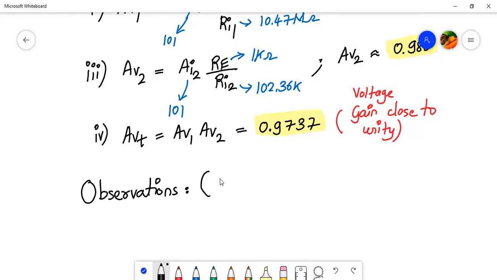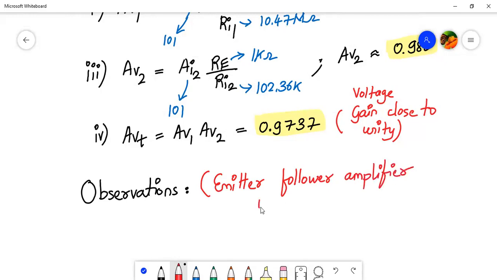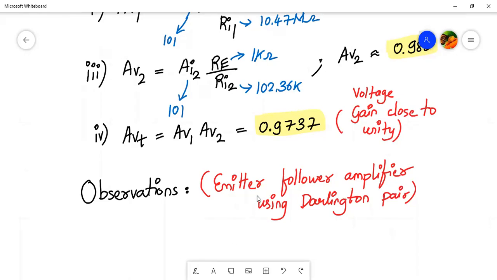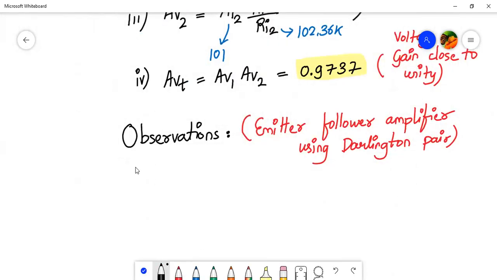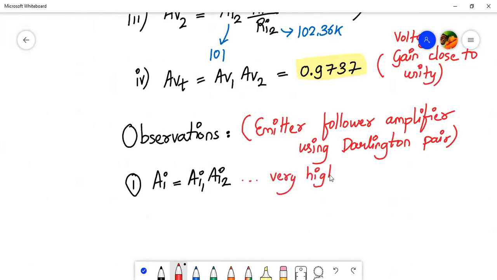Observations for emitter follower amplifier, or we can say Darlington pair amplifier, emitter follower amplifier using Darlington pair. What is observation number one? The current gain, which was given by AI, which is actually equal to AI1 into AI2, of the Darlington pair is very, very high.